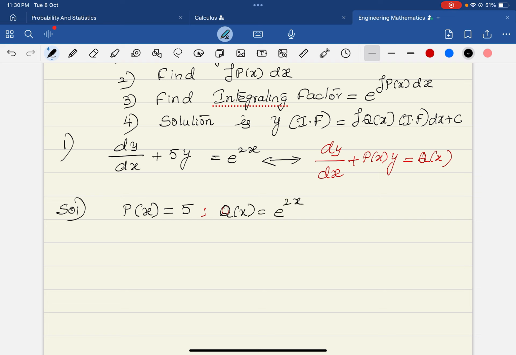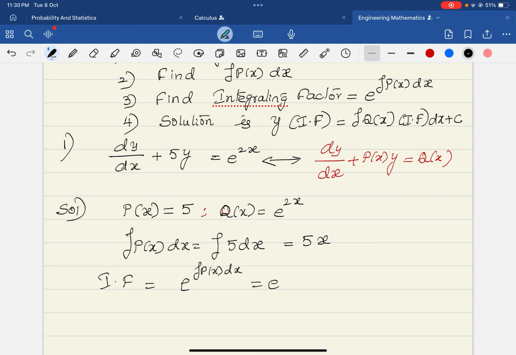What is step 2 now? Find integral of p of x dx. So what is integral p of x dx? Integral 5 dx is 5x. Now we are going to find the integrating factor. What is it? E raised to integral of p of x dx. So that is e raised to 5x. So this is the integrating factor.